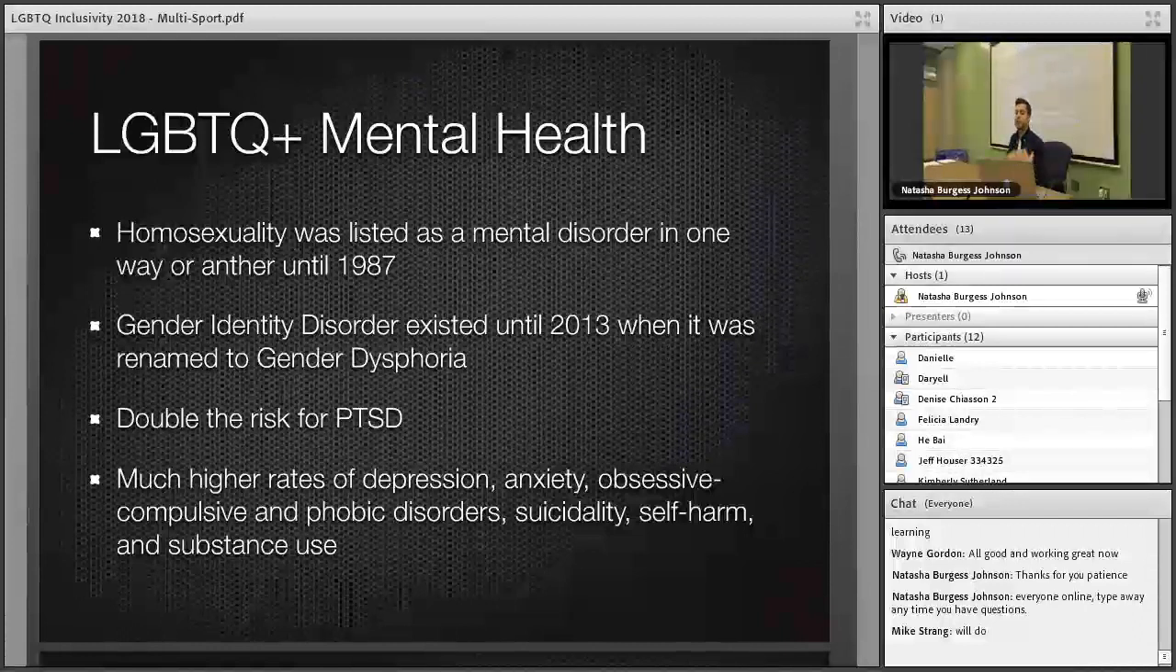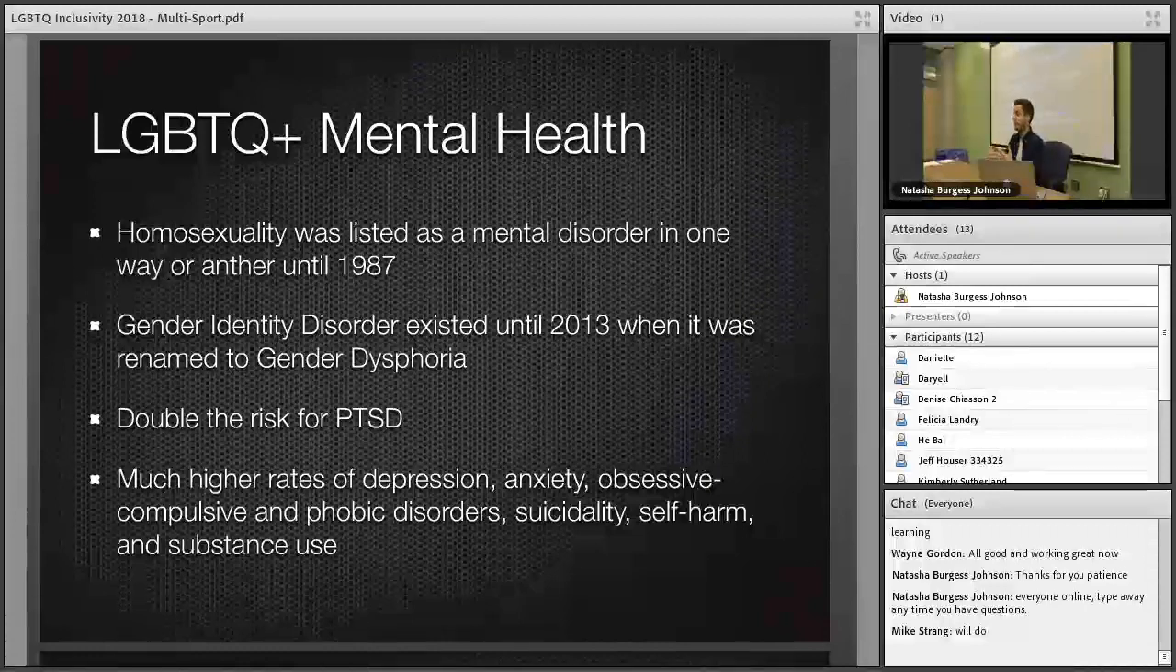It's still in the DSM as dysphoria, but it's no longer classified as a disorder, which doesn't mean a whole lot when it comes to how you treat somebody or how you help them transition. But to somebody who's going through that, it's different to at least not have what you feel labeled a disorder. Disorder sounds pretty negative. There's double the risk for PTSD. There's much higher rates of depression, anxiety, OCD, phobic disorders, suicide, self-harm, substance abuse. They're all higher in the community.